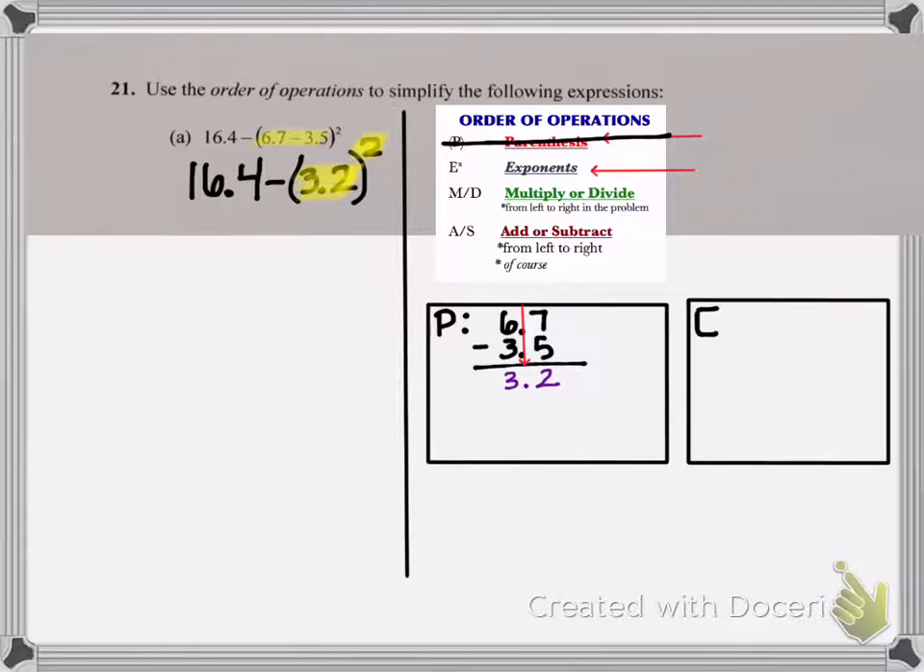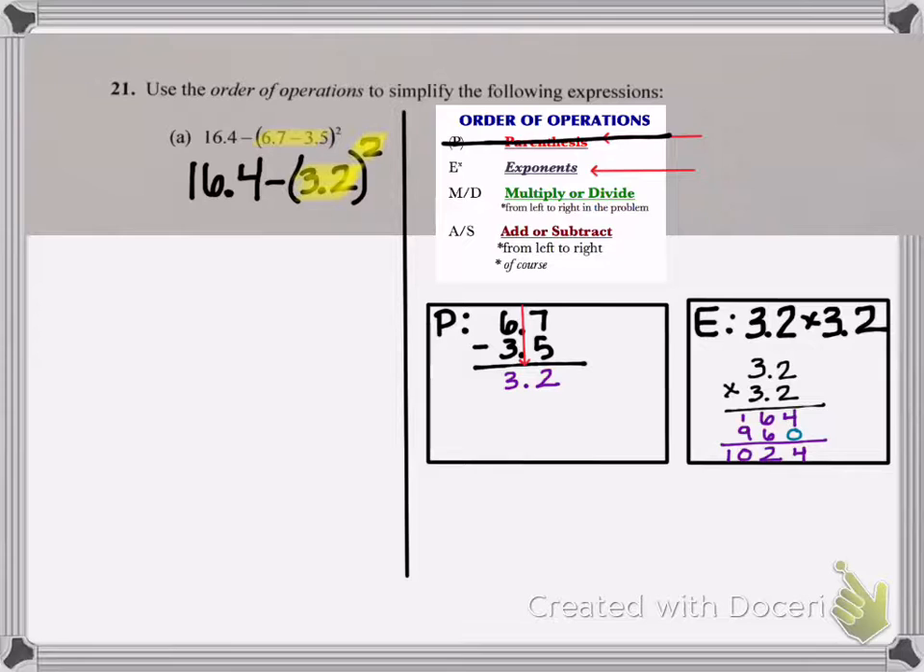I'm going to put an E here because I'm doing the exponents. And 3.2 squared means I'm going to do 3.2 times itself, or 3.2 times 3.2. Let's set up the multiplication problem. And remember, we will deal with the decimals at the end. So first we will treat this as 32 times 32. So watch the multiplication. And you end up with 1024.